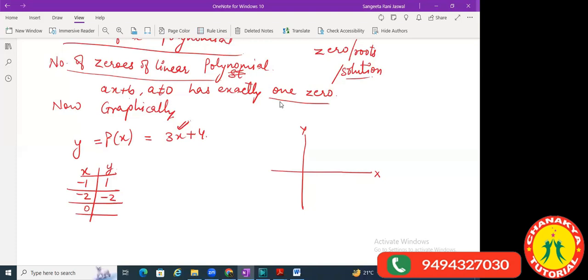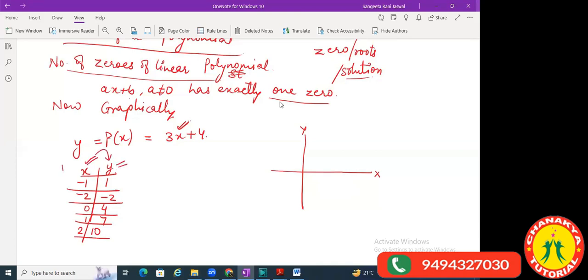Okay, so if I take 0 here, this whole term becomes 0 and my value of y will be 4. Then if I take my value of x to be 1, I have here 3 plus 4, which gives me 7. If I take it 2, 2 3s are 6, 6 plus 4 gives me 10. So these are the values. As I was taking the value of x, correspondingly I was getting my value for y.